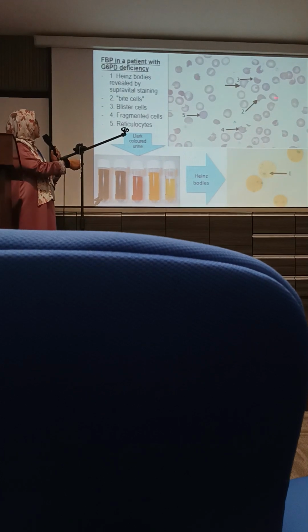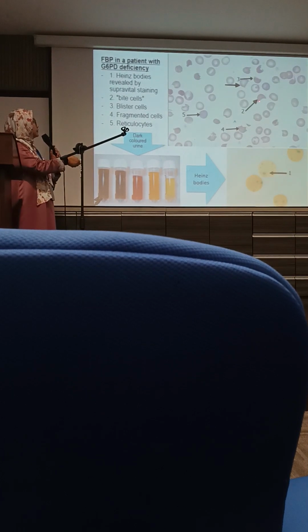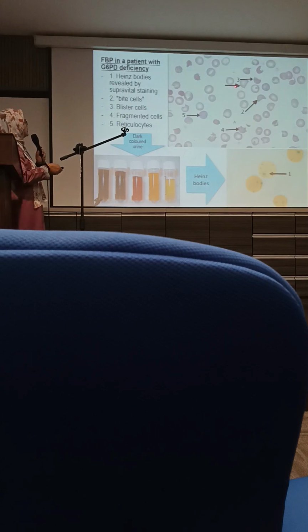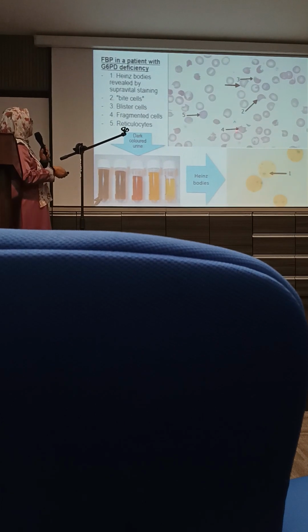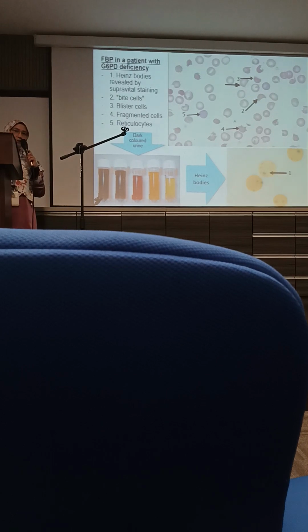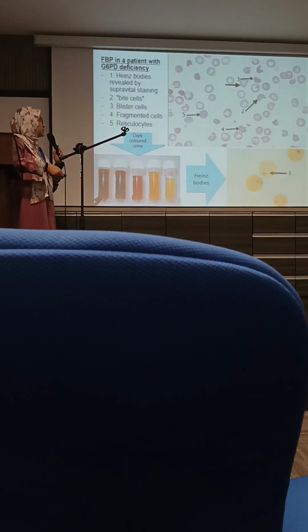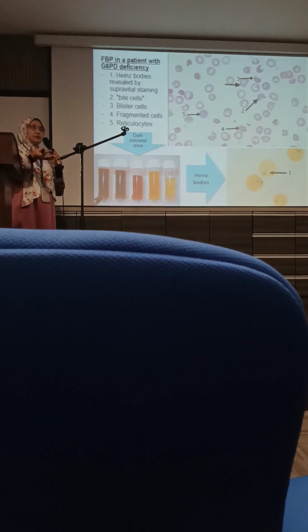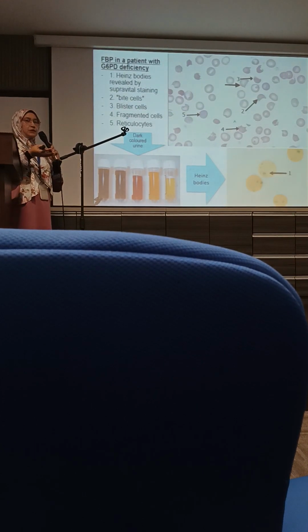This one, its margin is very clear, right? This one is very clear. This one is not clear. So this is a blister cell. This is a bite cell. And this is fragmented cells, also known as schistocytes. Fragmented cells or schistocytes. So these are the cells that lie in the vessels, intravascular.